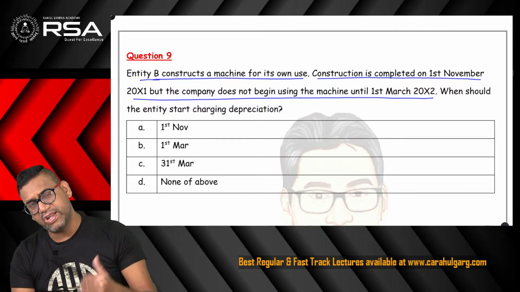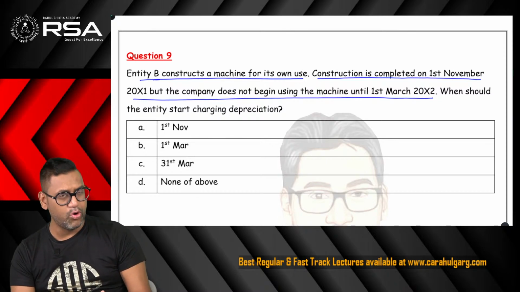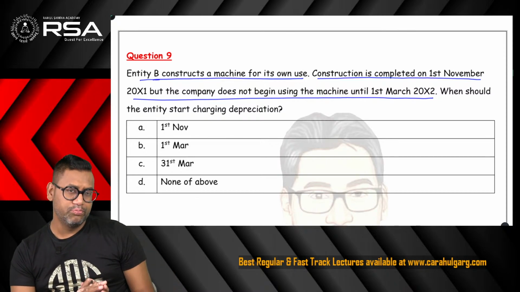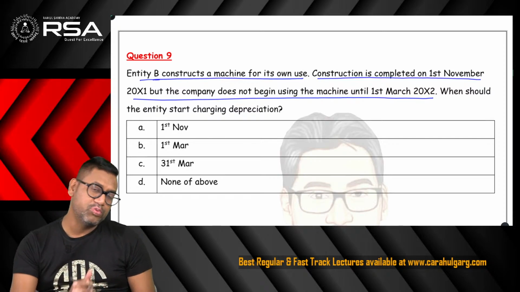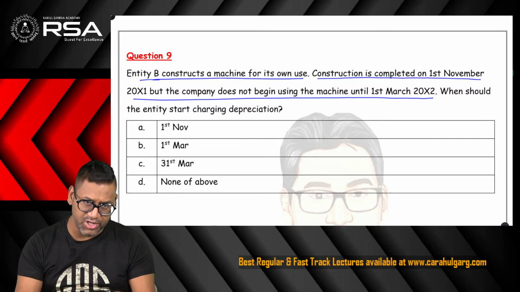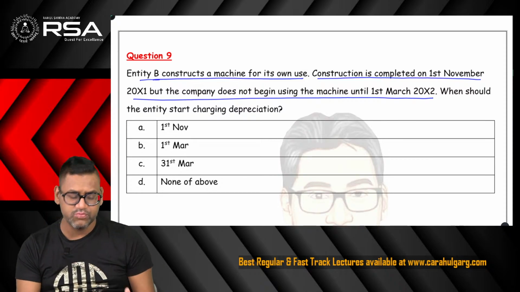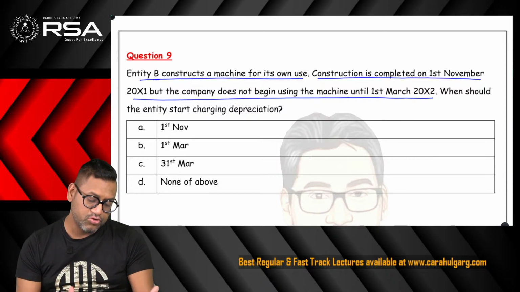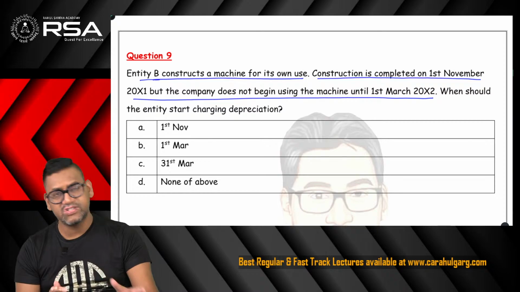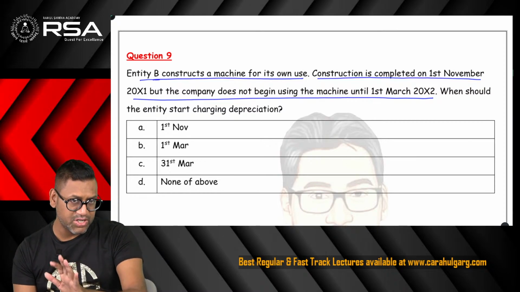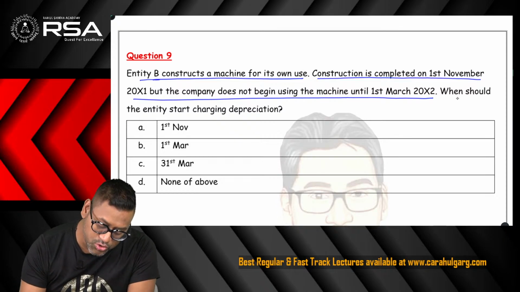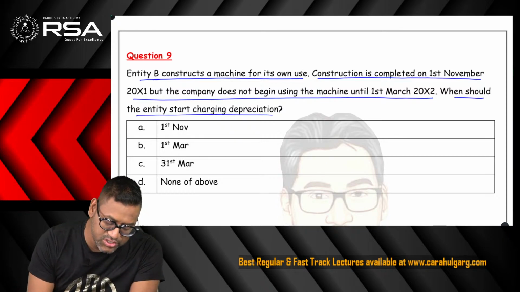For example, if I take the case of a household, you have bought a land at a particular place, you made a beautiful house, but you said no, we will wait for another 2 months, and after 2 months we will shift to that house. So same case is over here. The company was constructing a machine which got ready on 1st of November, but they said we will start using it after 3 months, 4 months: November, December, January and February. 1st March they will start using it. So the question is, when should they start charging the depreciation?